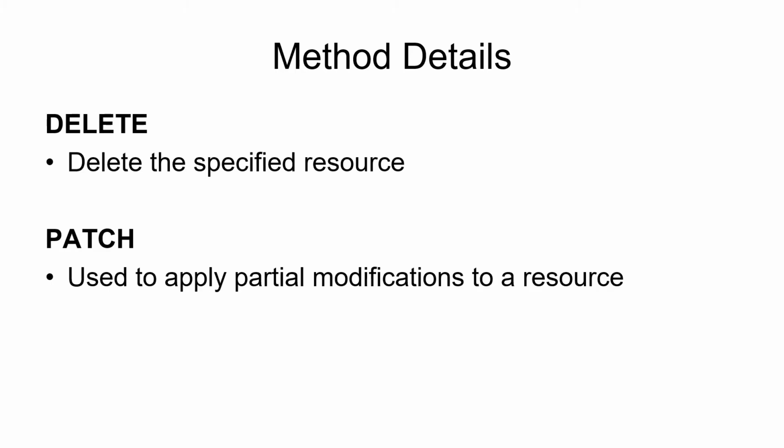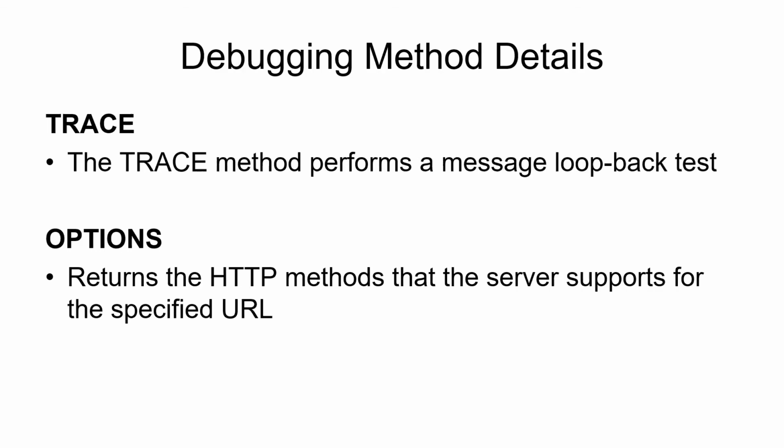The DELETE verb does as you think. It deletes the specified resource. And PATCH is used to modify an existing resource. There are some debugging methods. TRACE is used to get information. It's a loopback test. It will send back the information about what you requested. And then OPTIONS can be sent to find out what this server supports, what list of verbs you can use with this server.